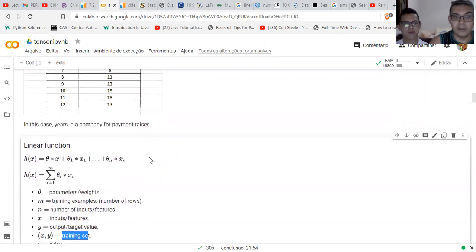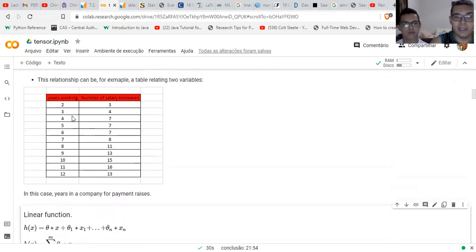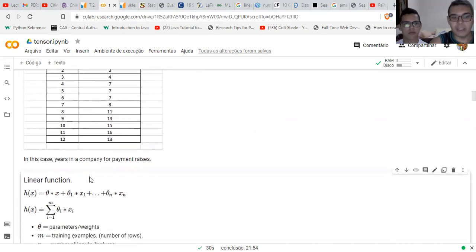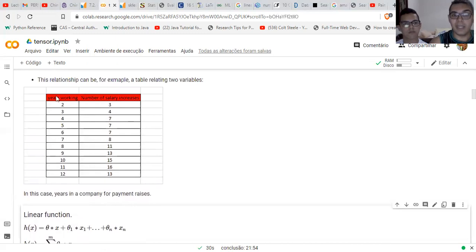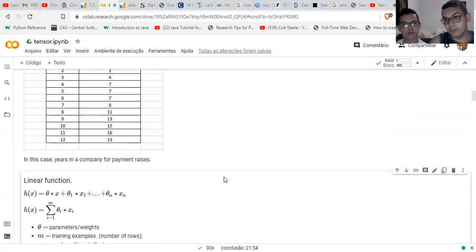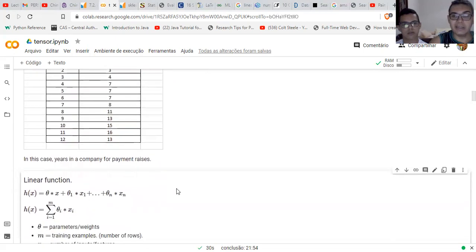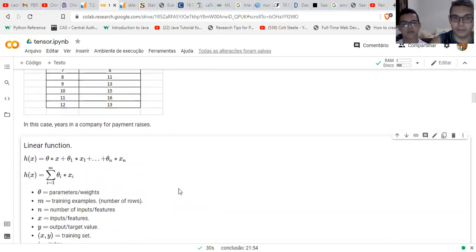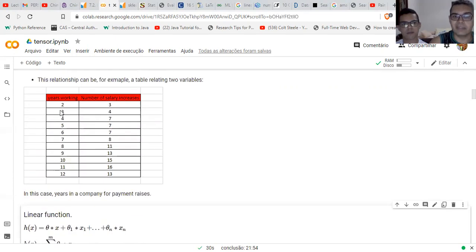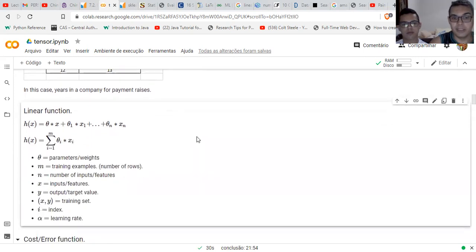This is the line formula, and we have here m different training examples. In this case, 1 2 3 4 5 6 7 8 9 10 11, we have 11 training examples. The x's are the inputs that we have, and the y is the output, also called target values, and h of x is the prediction that we're going to try to make using those training examples.